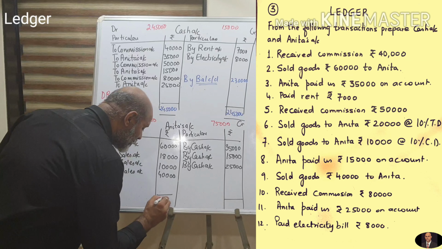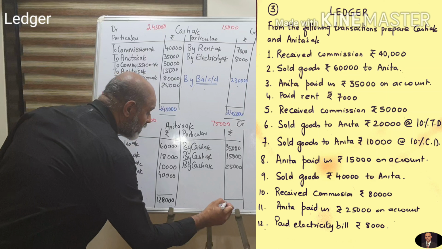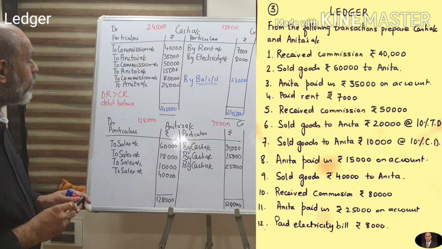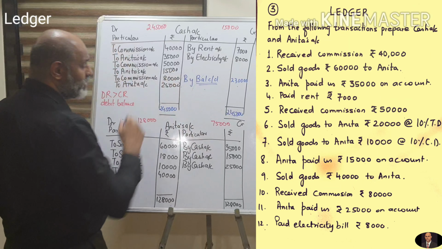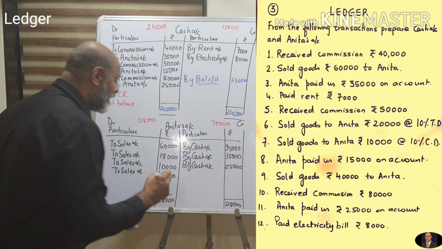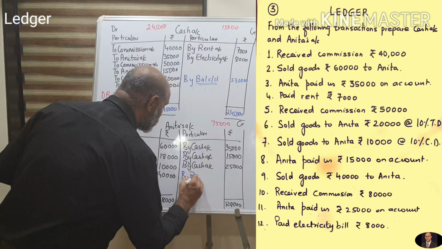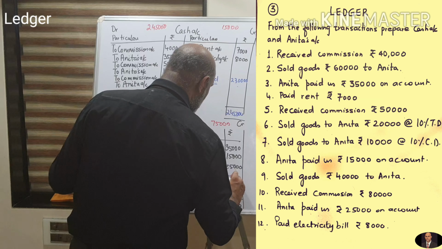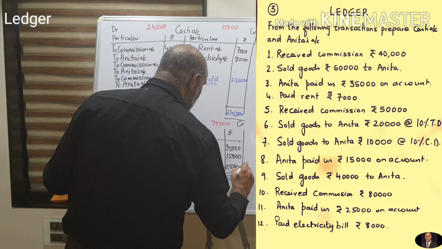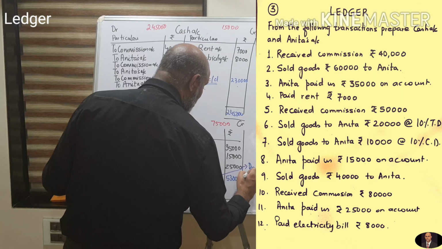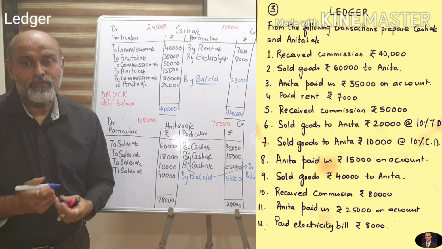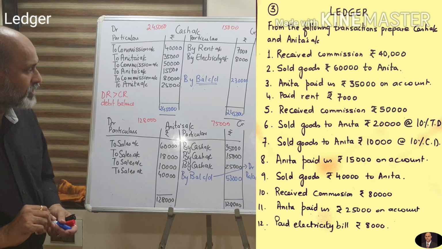So I write 1 lakh 28,000 on both the sides. Then from 1 lakh 28,000 I will minus 75,000, and I will write the balance on the side which is less. 75,000 is less, so I write it on the credit side. By balance would be 53,000. This indicates that this is a debit balance because the debit side is greater. Also, it indicates that Anita is a debtor. We have to receive money from Anita worth rupees 53,000.